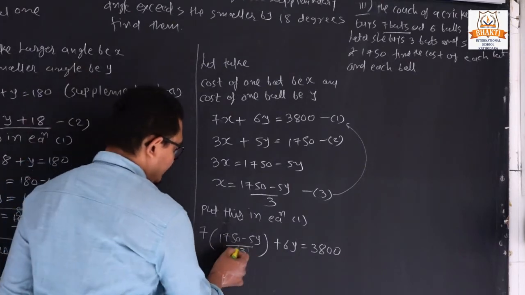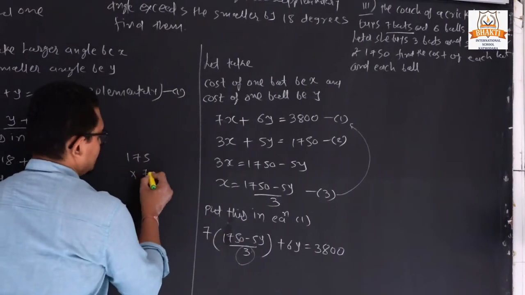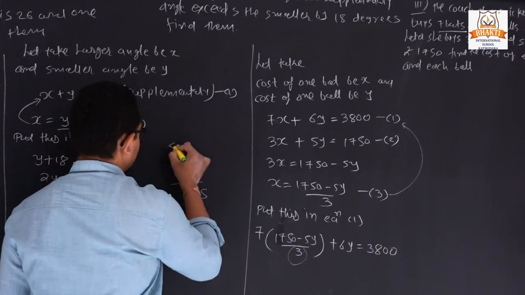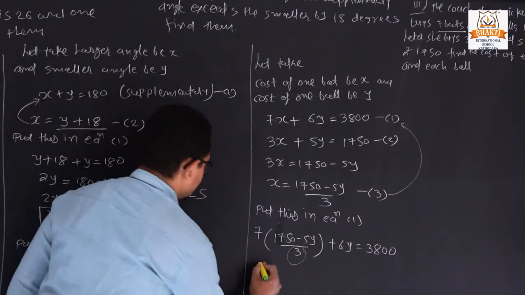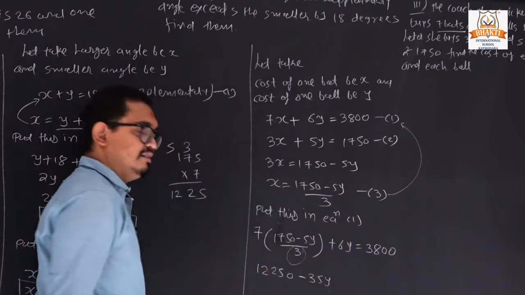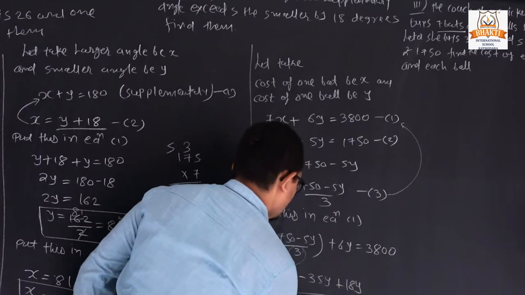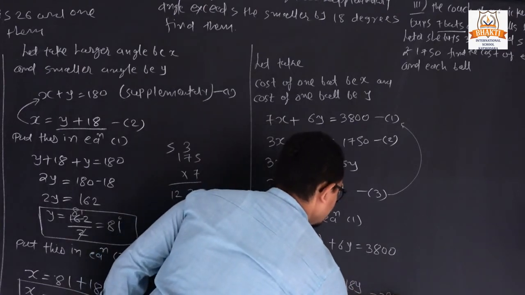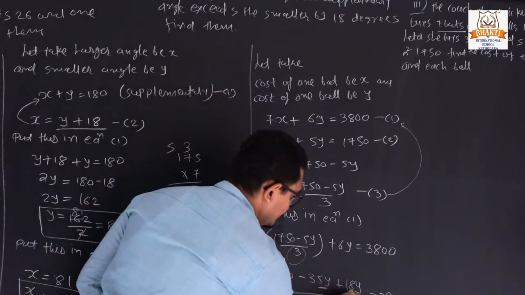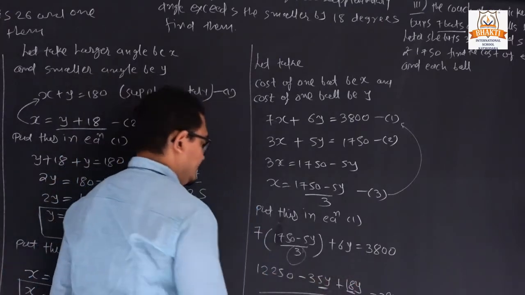Now here 3 is our LCM, so 750 into 7, 7 5s are 35, 49 plus 3 is 52, and 7 plus 5 is 12. So 12,250 minus 7 5s are 35, and 3 is our LCM. So 3 into 6, 6 3s are 18, all over 3. Now simplify this because both have y, the same variable, so we can simplify. 35 minus 18, so minus 17y.